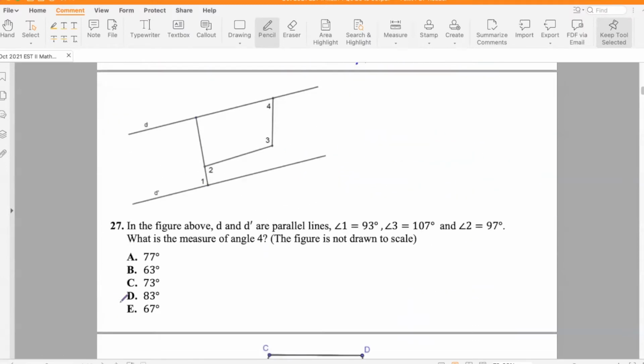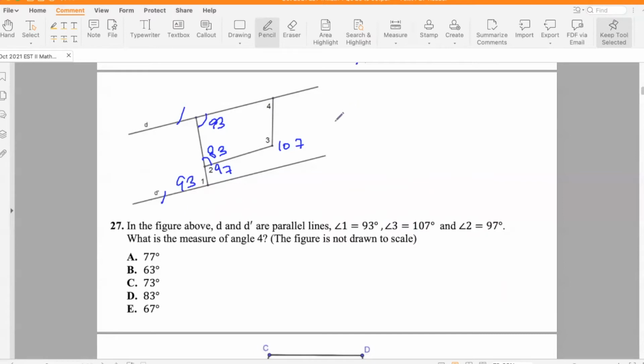In the figure above, D and D dash are parallel lines. Angle 1 is 93 degrees. Angle 3 is 107. This is 107. This is 93. Angle 2 is 97. What is the measure of angle 4? Okay, so if these are parallel lines and if this is 93, then this will also be 93. And if this is 97, then this would be 83 because angles on a straight line, right?